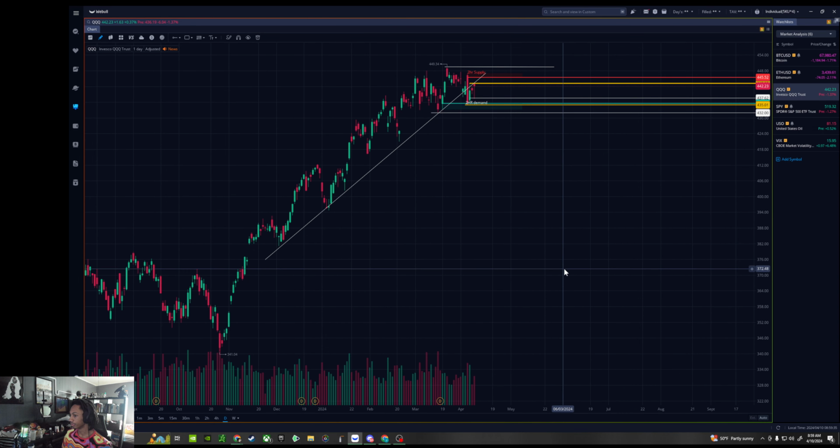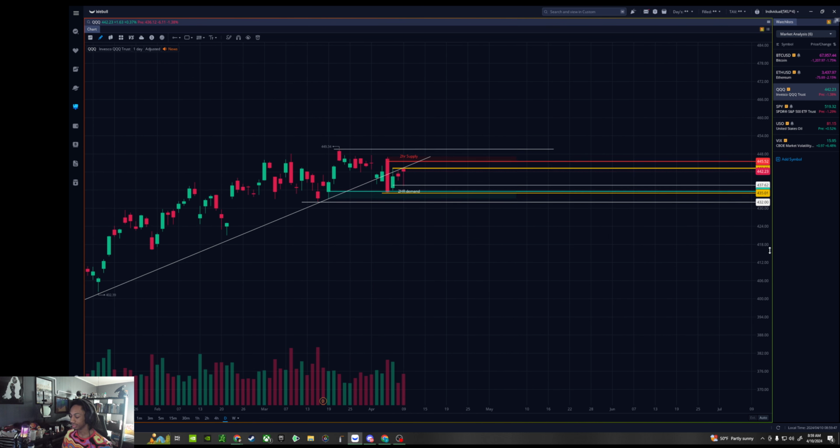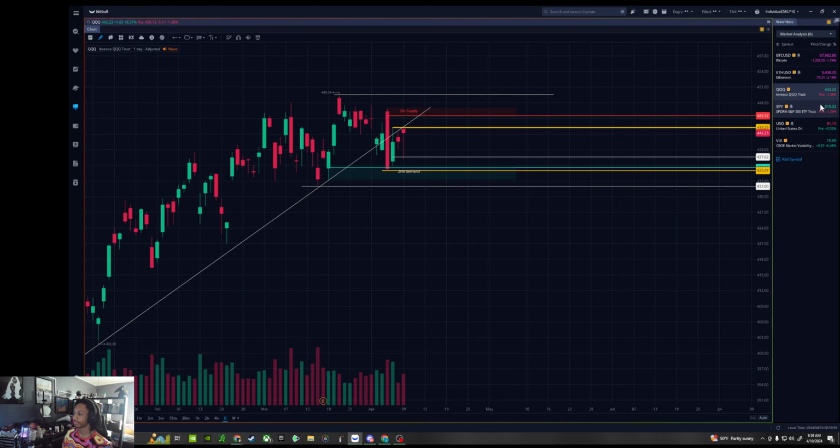QQQ, for those of you who don't know, is basically the overall market, but it's heavily tech weighted, so it's more like tech stocks. Actually, I don't know off the top of my head. I have to go look it up, but that's generally what it means. I'll have a better definition for you.